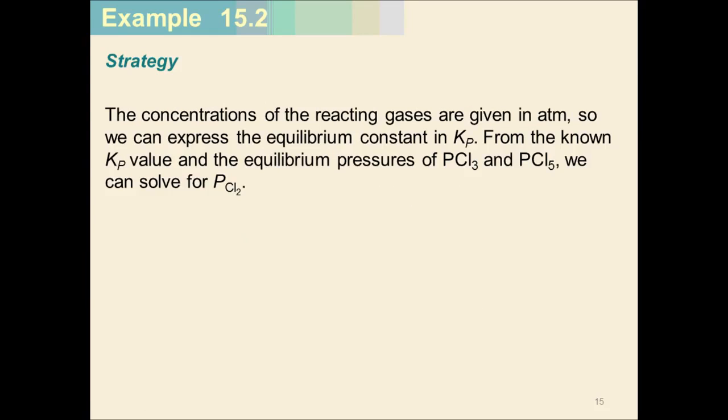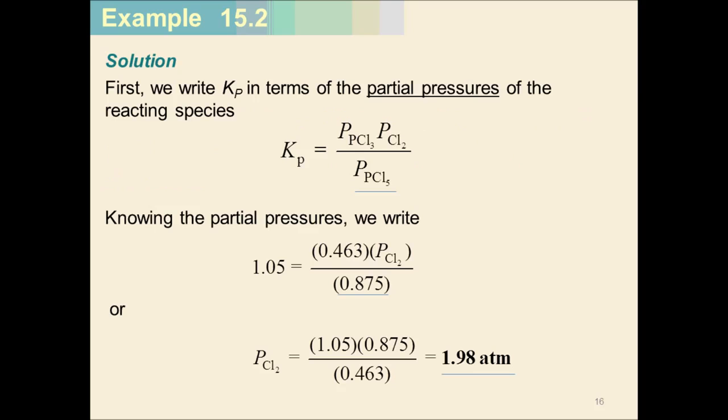Our strategy on slide 15: the concentrations of the reacting gases were given in atm, so express the equilibrium constant in Kp. From the known Kp value and the equilibrium pressures of the PCl3 and PCl5, we're going to solve for the pressure of the chlorine.